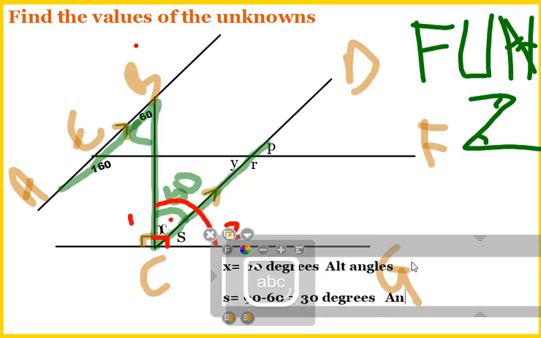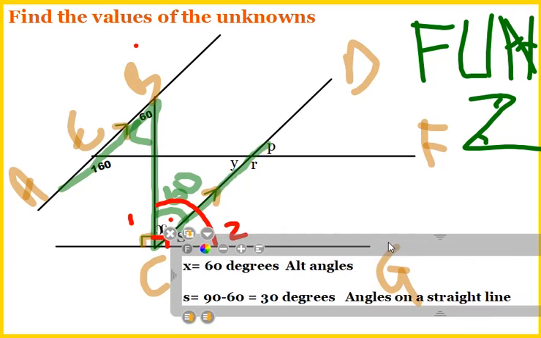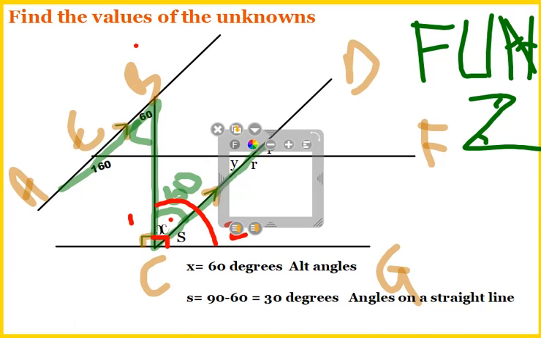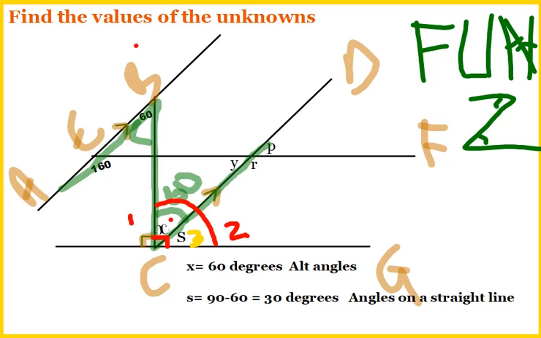The reason is angles on a straight line, and this is how you go about solving for S. So let's fill in our answers: angle S is 30 degrees. Now let's move on to Y, P, and R.